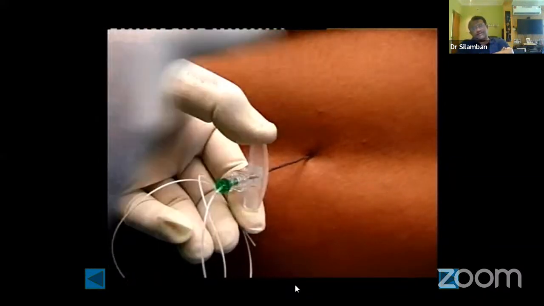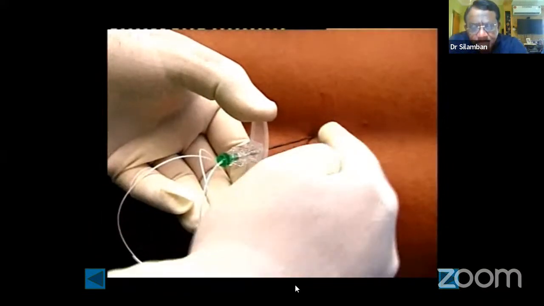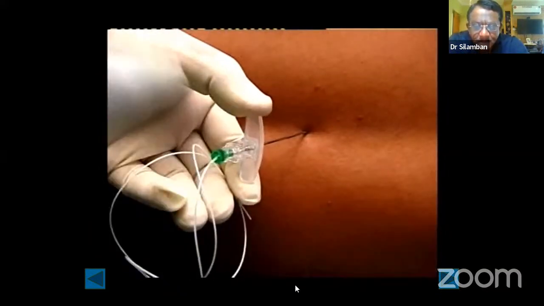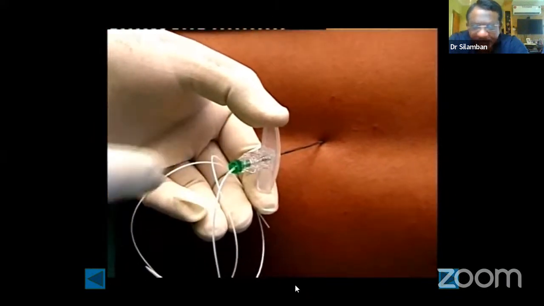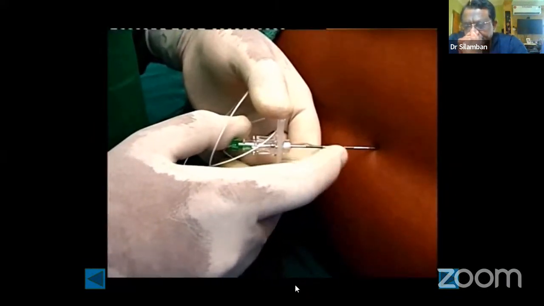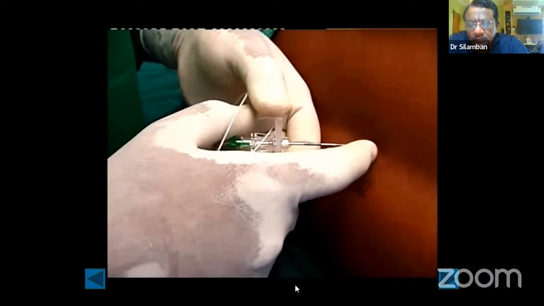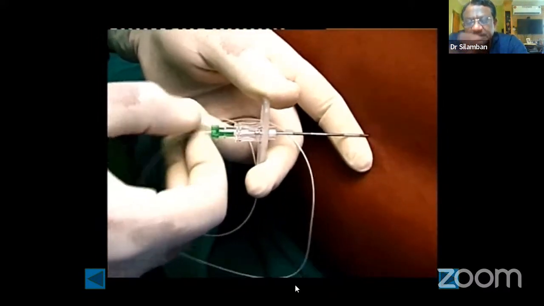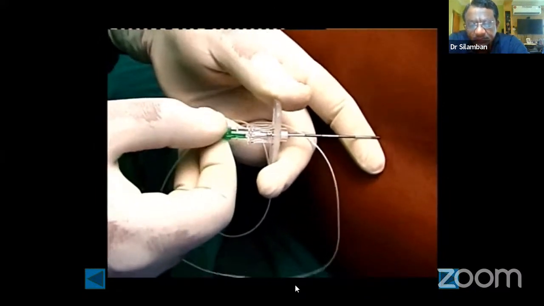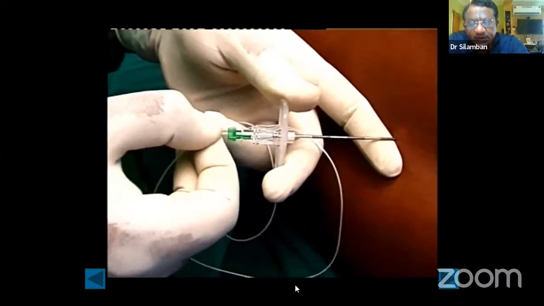This is at the lower thoracic level. Just trying to explain the angulation there. 5 centimeters of the needle is outside. This is a 9 centimeter needle basically. It's a Vygon 9 centimeter needle, not a regular 8 centimeter needle.